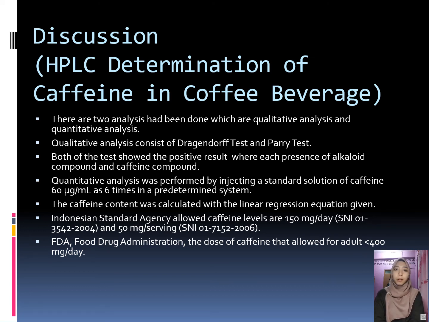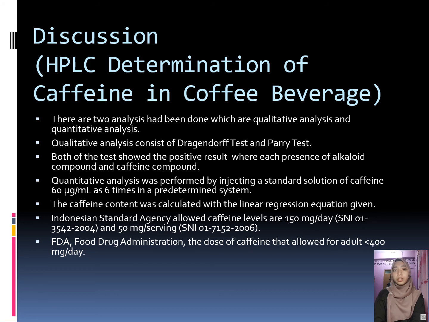The second experiment is about determining caffeine in coffee beverage by using HPLC. Two types of analysis have been done, which are qualitative analysis and quantitative analysis. Qualitative analysis consists of the Dragendorff test that changes the sample to a brown precipitate, while the Perry test shows the formation of a green complex that happens due to cobalt ion in the presence of caffeine compound.